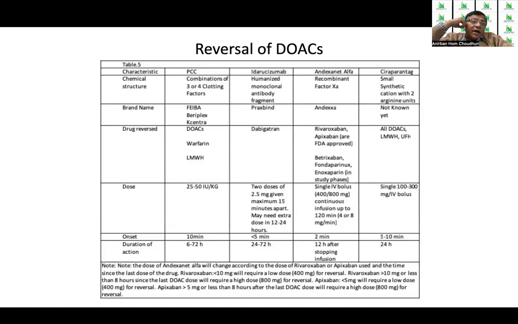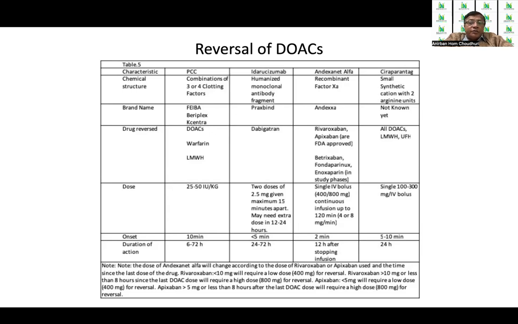If we want to look into the reversal of the directly acting oral anticoagulants, then we can use a specific reversal agent, either idarucizumab or andexanet alpha. Although ciraparantag is available in some places, it is still not available in a large number of countries, including ours. Rivaroxaban, apixaban, betrixaban, and fondaparinux can all be reversed by andexanet alpha, which is a recombinant factor Xa, whereas idarucizumab is specific for dabigatran, which is a humanized monoclonal antibody.